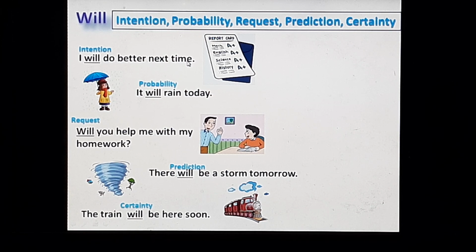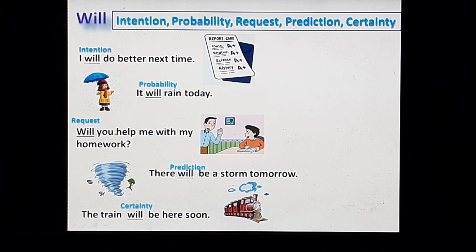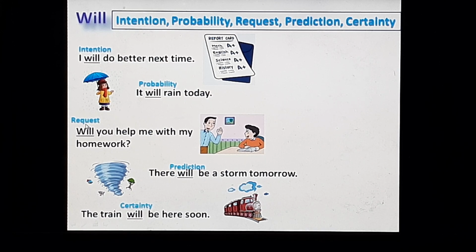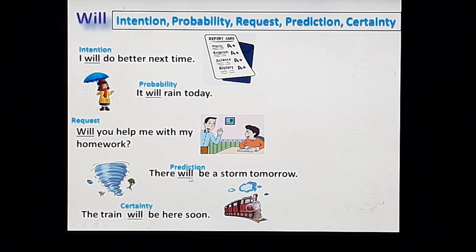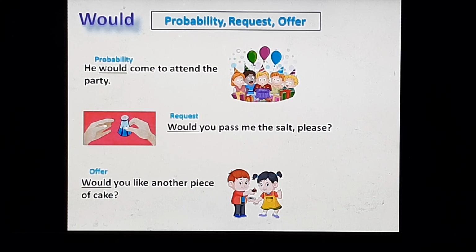Will shows intention, probability, request, prediction, and certainty. I will do better next time. Will shows intention. It will rain today. It's probability. Will you help me with my homework? Here it is a request. There will be a storm tomorrow. This will shows prediction. The train will be here soon. This will shows certainty.